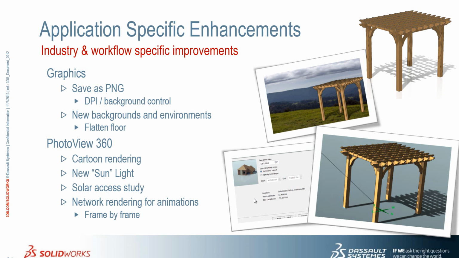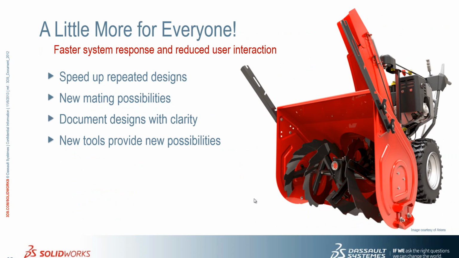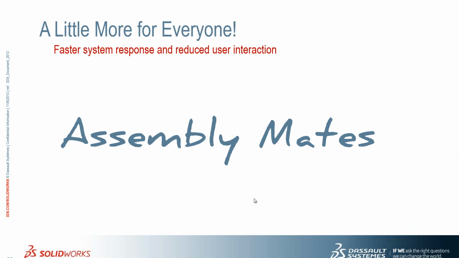Another improvement we've seen to PhotoView 360 now is the support for network rendering for animations. So we can now output sections of the animation to other machines to speed that along. Okay, so Alex is going to run us through some assembly mate improvements now.